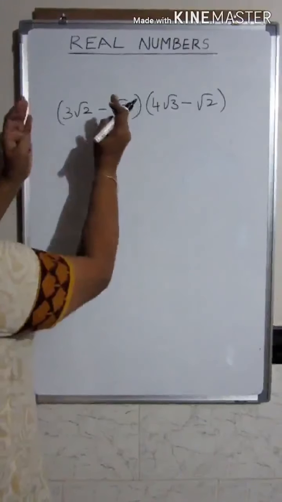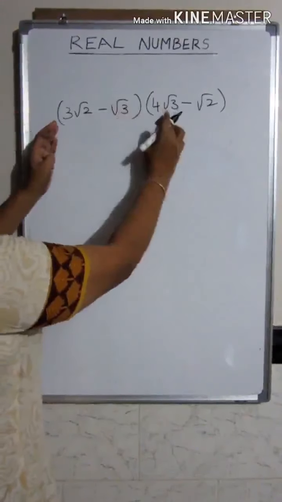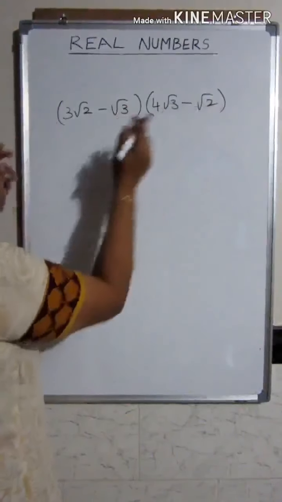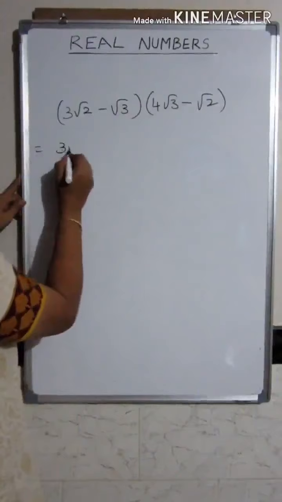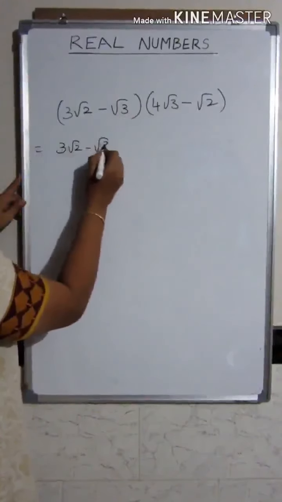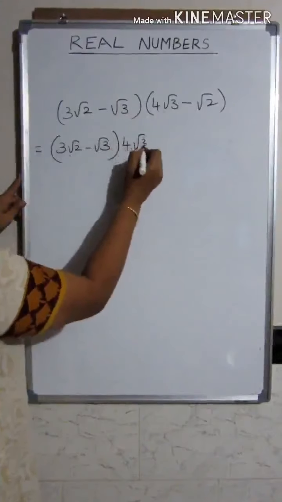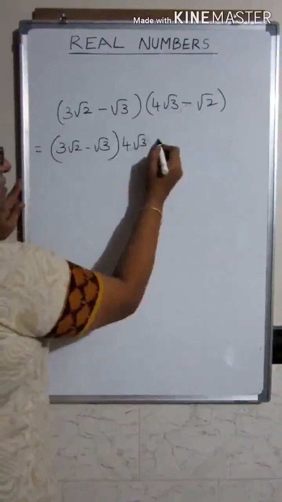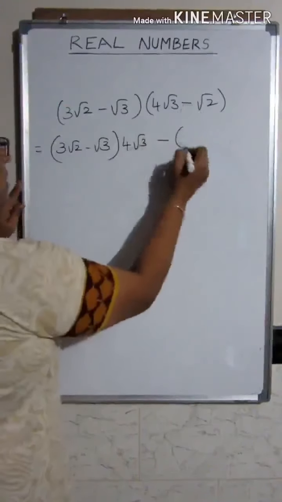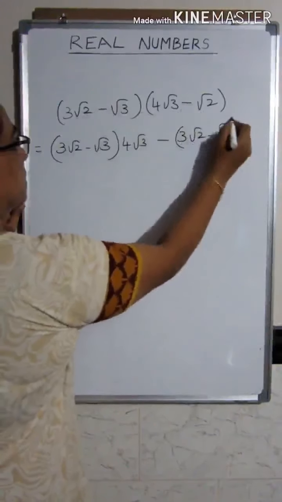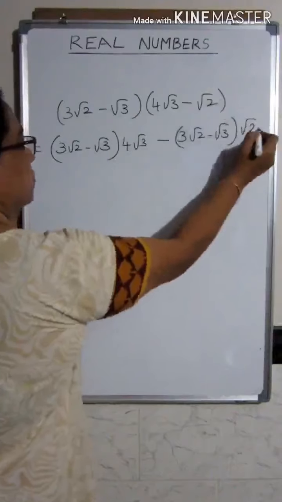First keep one bracket constant, first multiply by 4 root 3, then multiply by minus root 2. So here 3 root 2 minus root 3, this I'll first multiply by 4 root 3. Then I've got a minus here, I'll put the minus. Then I'll repeat the same thing, 3 root 2 minus root 3, then I'll multiply it by root 2.